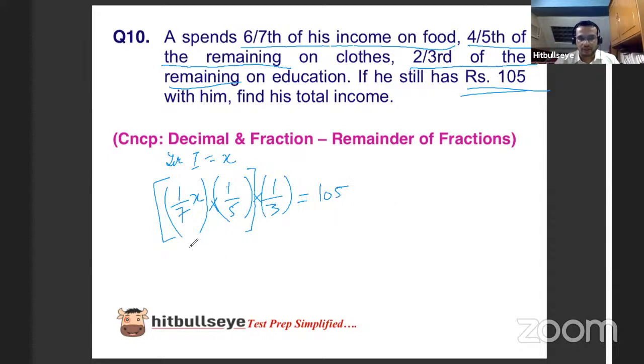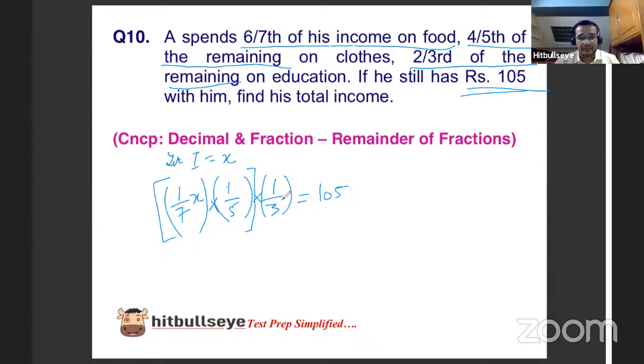I'll repeat how I got this flow. 1/7 of X is my income which I'm left with after spending on food, right? Next is 4/5 of the remaining. I spend 4/5 of this. What I'm left with is 1/5 of this. This is the remaining after I make the expenditure on clothes. Right now we've got one answer, 11025. Let's see if that is the right answer. All right. Then after we make this expenditure, 2/3 of the remaining on education.